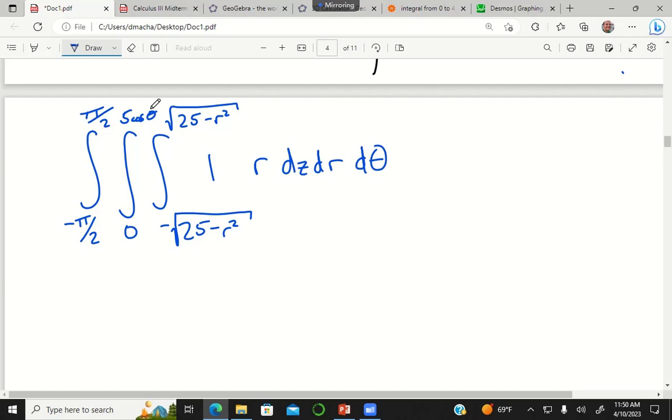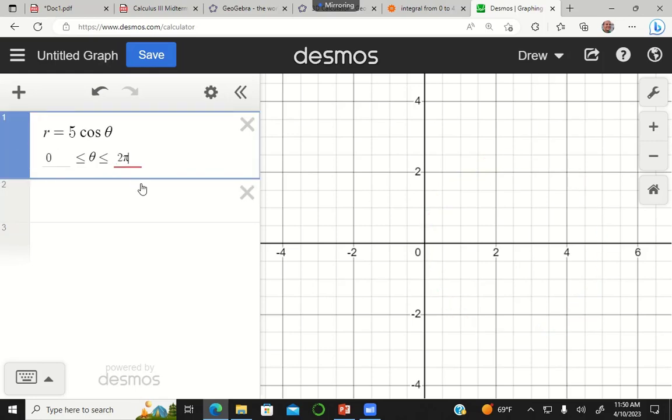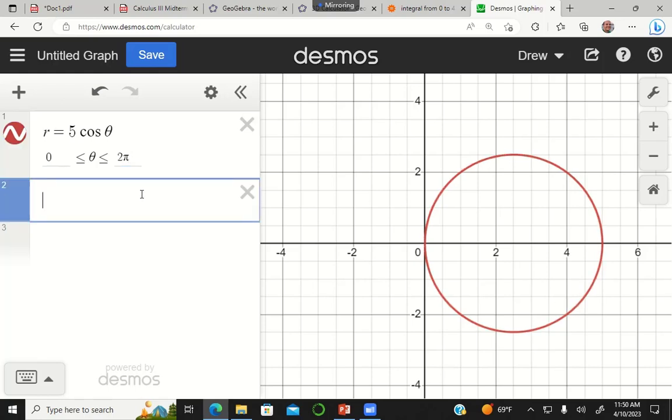Let me try to show you really quick why I chose those bounds on theta, and I hope this makes sense. So right now, can you see in Desmos how this is saying theta is allowed to go from 0 to pi? And I said this before, but if I let theta go from 0 to 2 pi, I get the same circle. And so if I go 0 to pi or 0 to 2 pi, it's the same thing, but I don't want to use 0 to 2 pi because then I would accidentally count everything twice. And if I count everything twice, it's going to give me a double volume. So I just want 0 to pi.